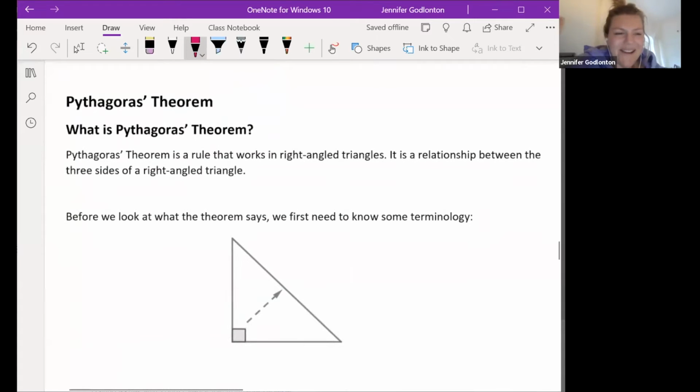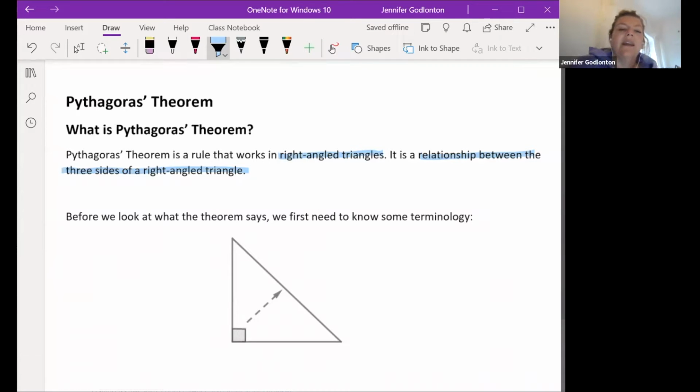Let's try this again. The Pythagoras theorem. The Pythagoras theorem is a theorem that works only in right-angled triangles. It's all based on the relationship of the three sides of the triangle. So if we have two, we can always find the third side. That's the idea of Pythagoras: if we have two sides of a triangle, we can always find the third if it is a right-angled triangle.